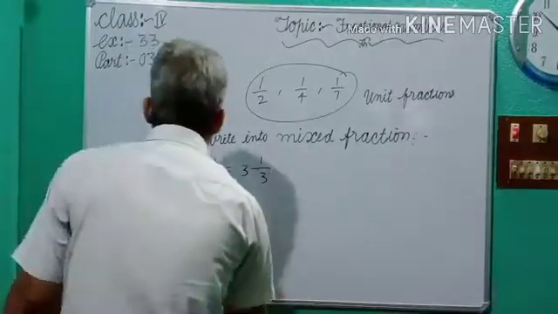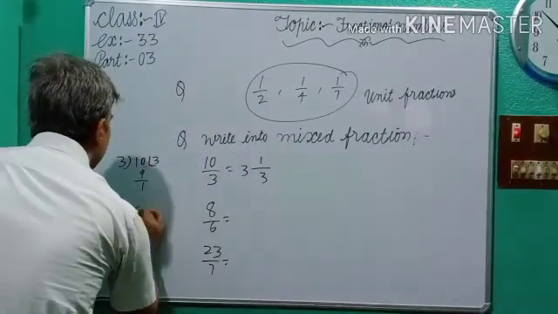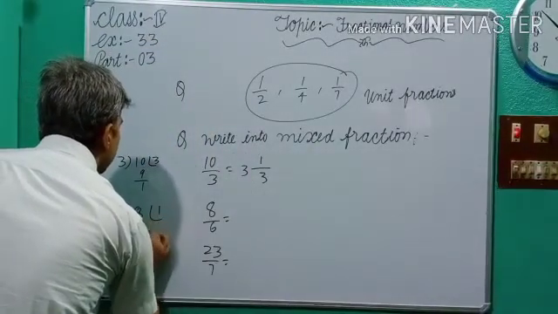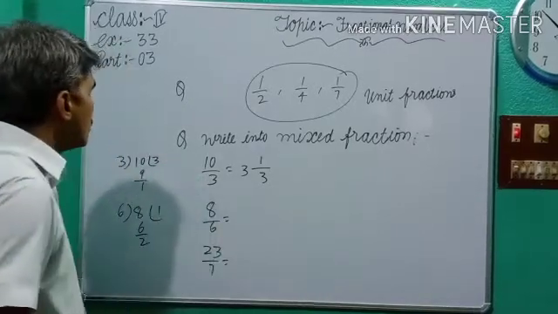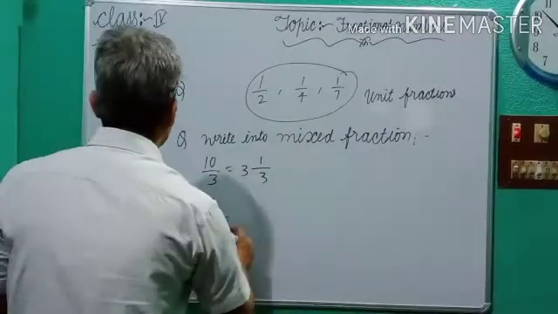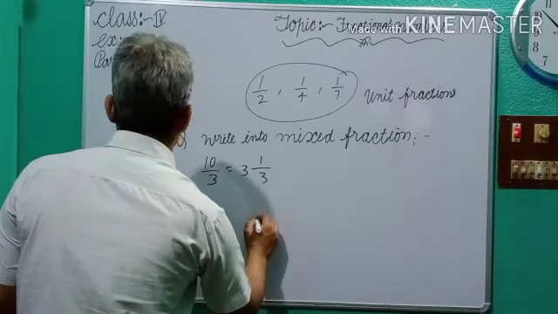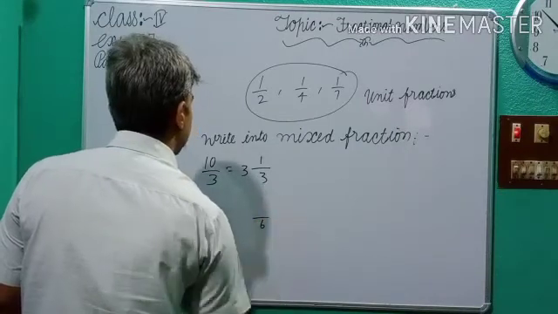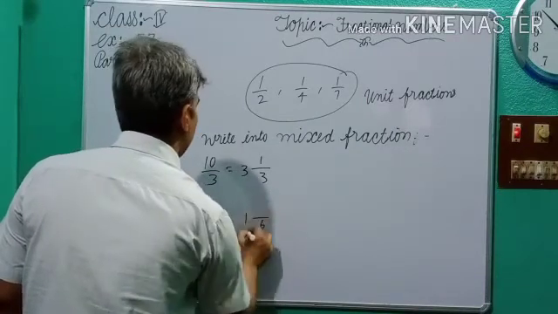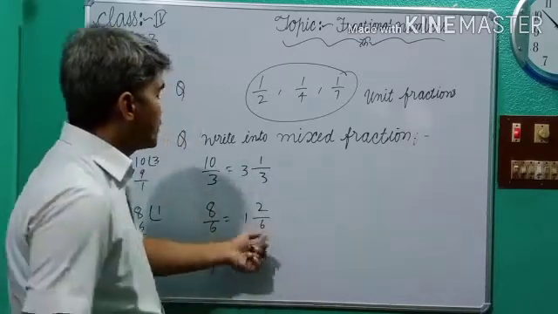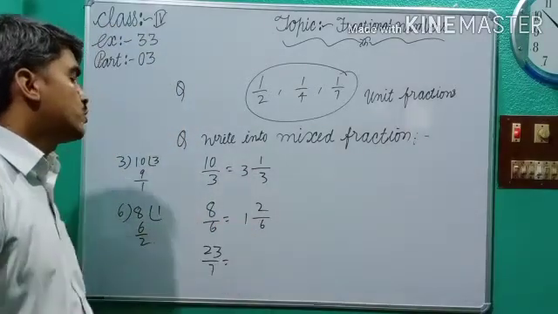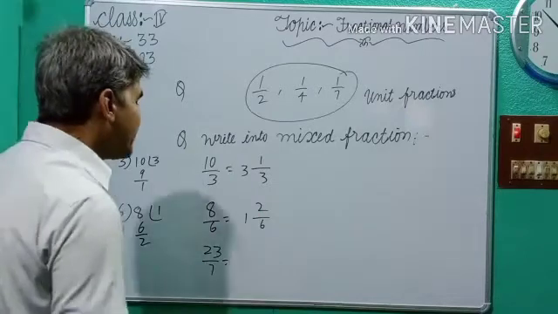Now similarly, 6 ones are 6, remainder 2. Here write down 1 and 2. 6 ones are 6, plus 2, that means 8 by 6.